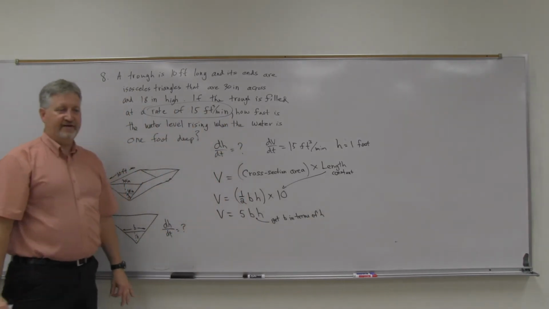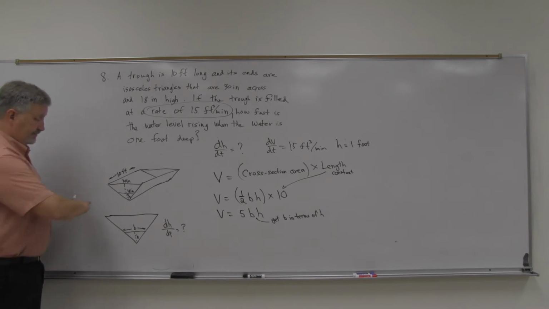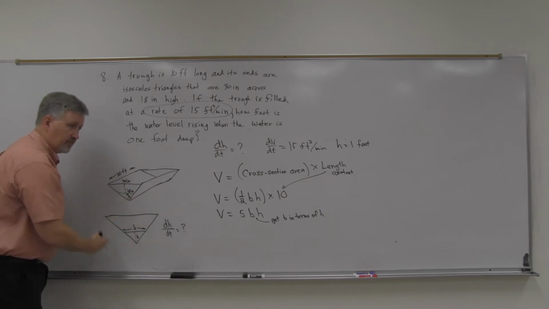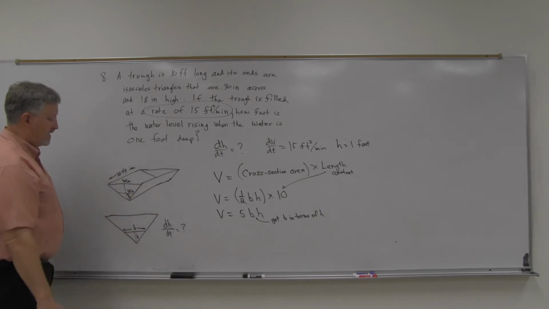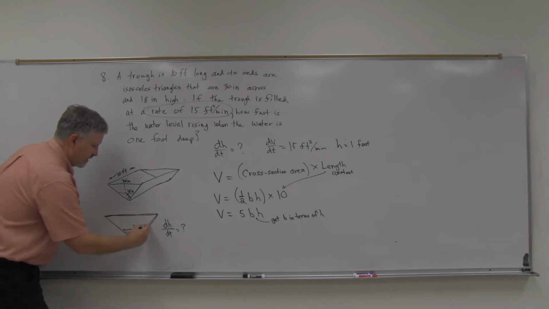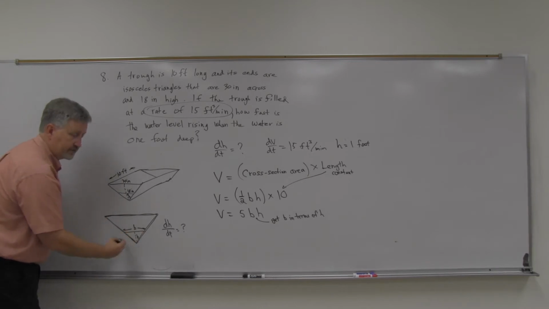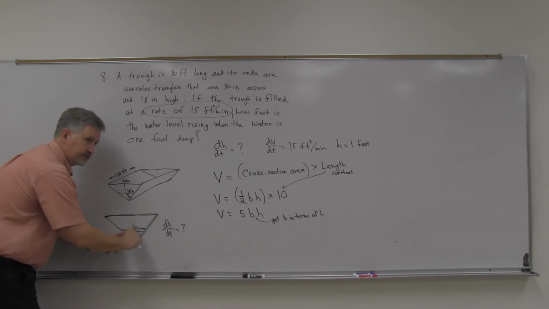That's what I'm going to do next: get B in terms of H. Here's how I'm going to do that. Go back to my cross section here. And if you'll notice, I've got some similar triangles: the big triangle and then the water level triangle, the big triangle and then the little triangle.